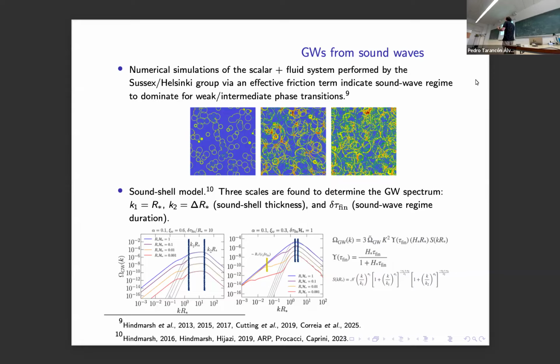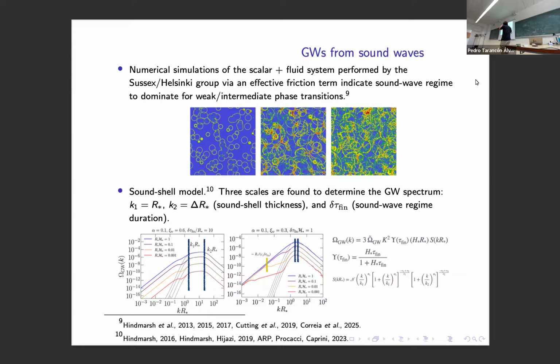So you can almost assume that this is a steady source of gravitational waves, that is eventually damped by the expansion of the universe, and this is what this factor takes into account. But this kinetic energy, in the sound shell model, you take it just as a constant. So you are just producing gravitational waves proportional to the duration of the sourcing until this is cut down by the expansion of the universe.